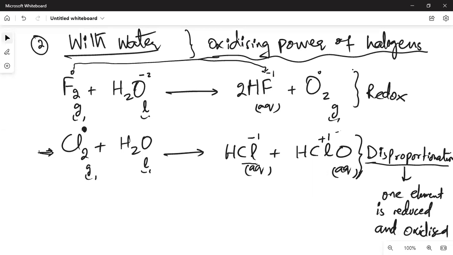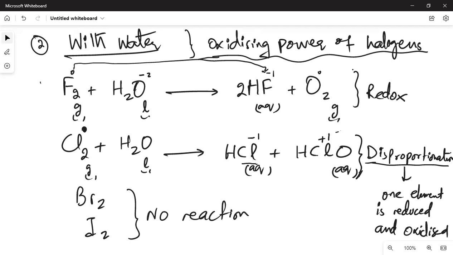So this shows chlorine cannot entirely oxidize water, and that's why the oxidizing power of chlorine is less than fluorine. The next halogens, bromine, iodine, etc., show no reaction with water. So as we go down from fluorine towards bromine and iodine, the oxidizing power decreases.